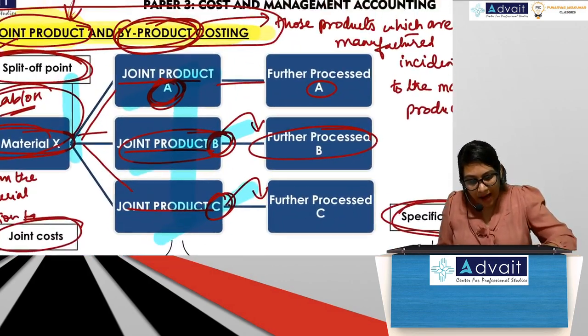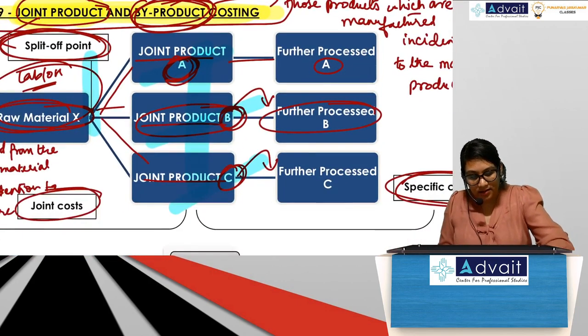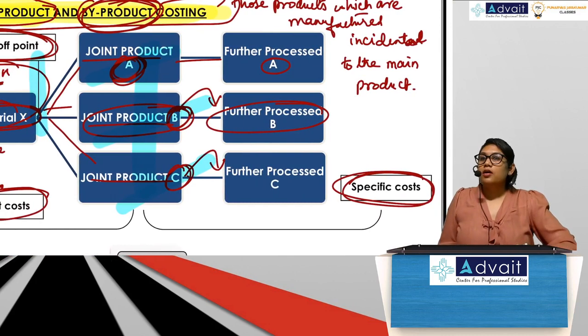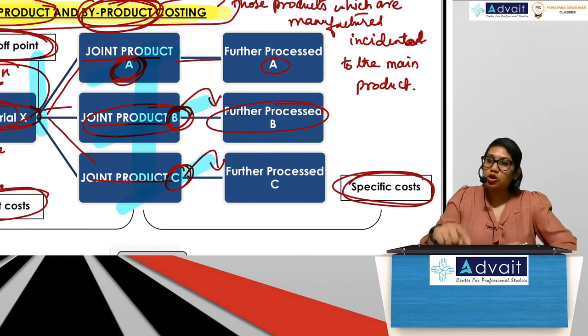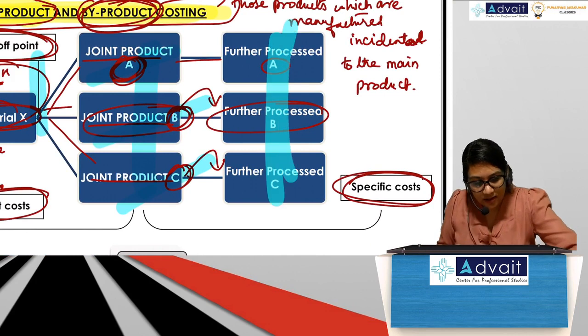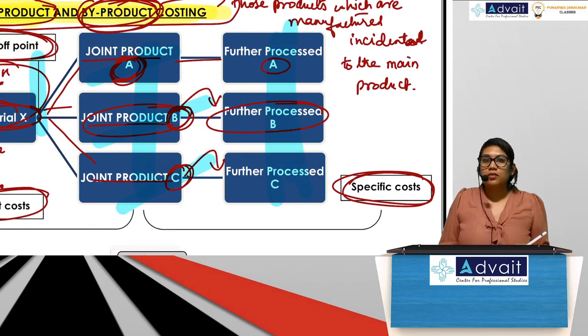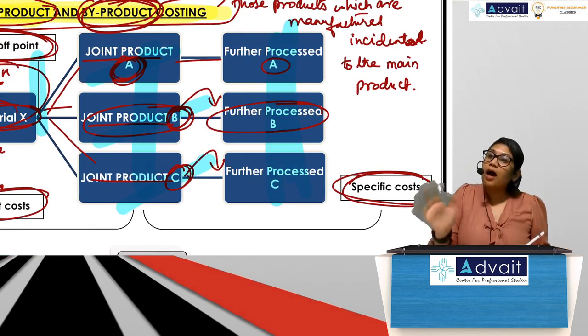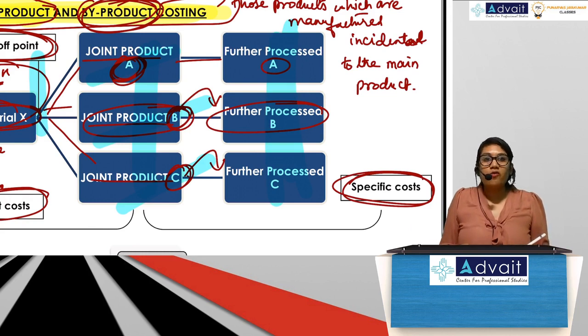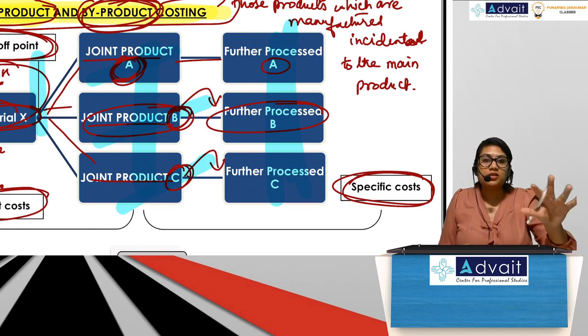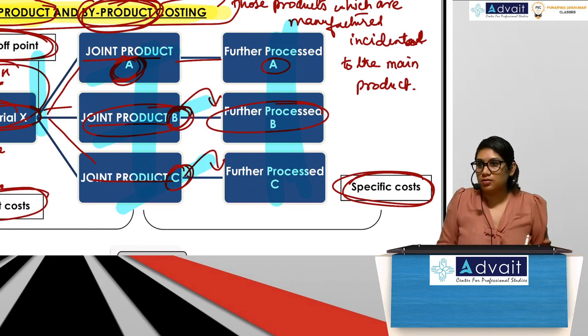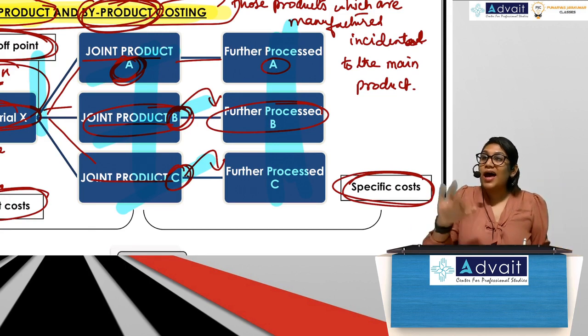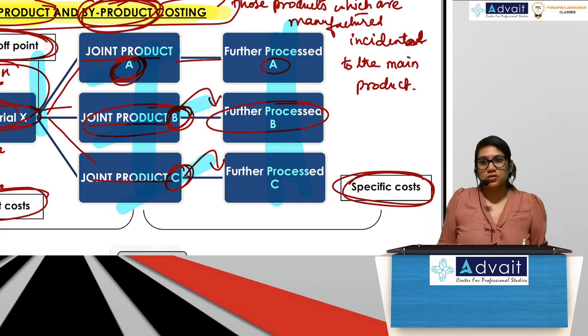Next, market value after further processing. So apart from selling at this point, your joint products can also be further processed and sold at this point. Correct? That is the point after further processing. So when I calculate the sales value after further processing, that is called market value after further processing.